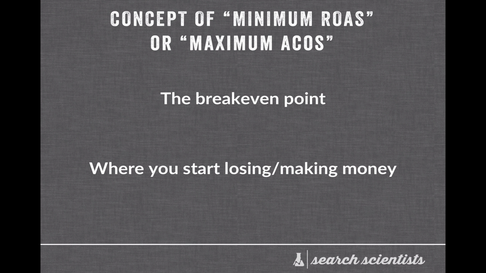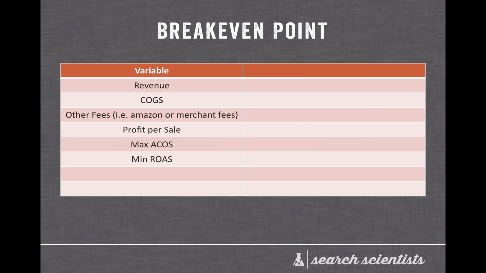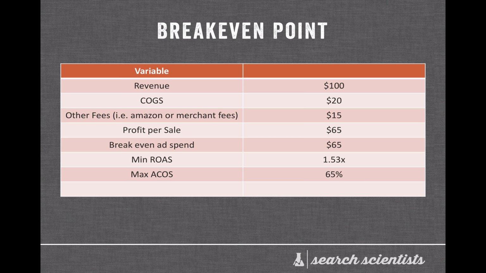And how do we actually calculate what our minimum return on ad spend or maximum ACoS should be? To calculate this break-even point, we just need a few things. We need revenue, cost of goods sold, and any other fees like your Amazon fees or merchant fees, profit per sale, and then we're going to calculate our max ACoS and our minimum return on ad spend. Let's take a look at what this looks like.